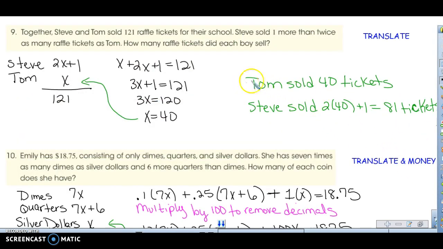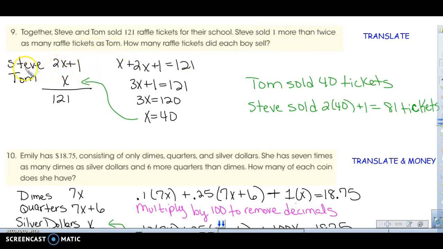Our first example, problem number 9 from your electronic textbook, I refer to as a translate problem. As you read through the statement, you realize what we're doing is translating the English into mathematical symbols. So we start off, Steve and Tom sold 125 tickets. So that's a total number that they sold. They then go on to describe Steve sold one more than twice as many as Tom.